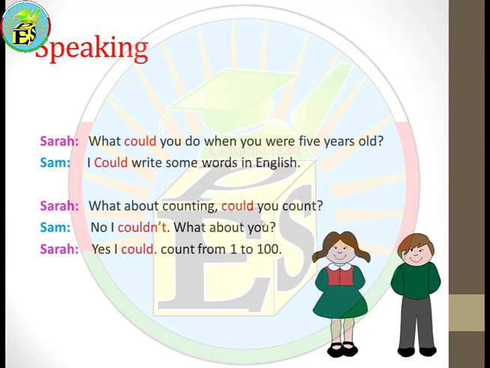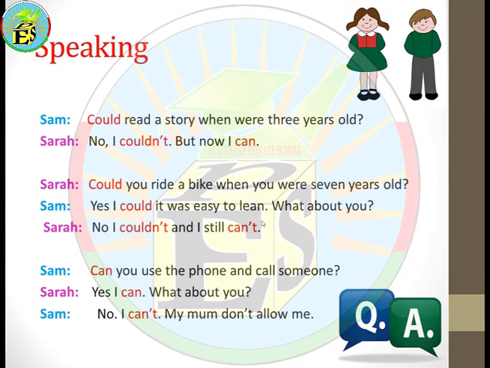Could and couldn't in the past, as I told you. Can and can't in the present. Look at can here. Now I can. I still can't.